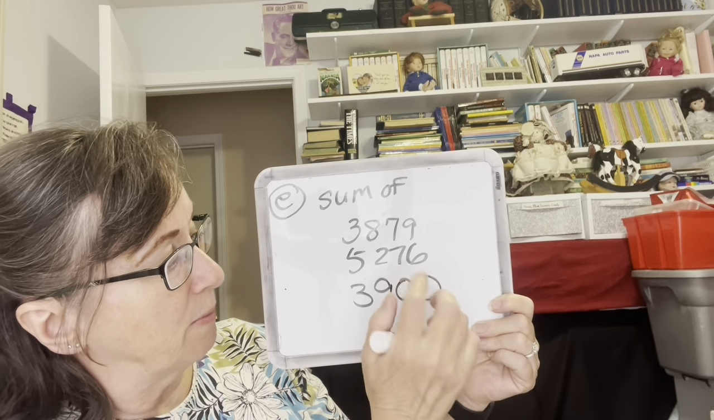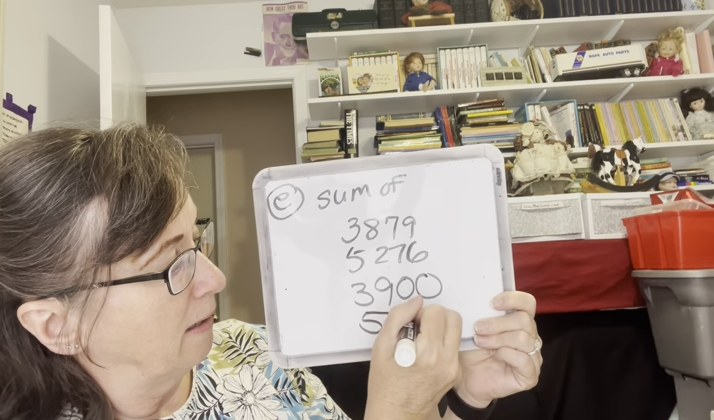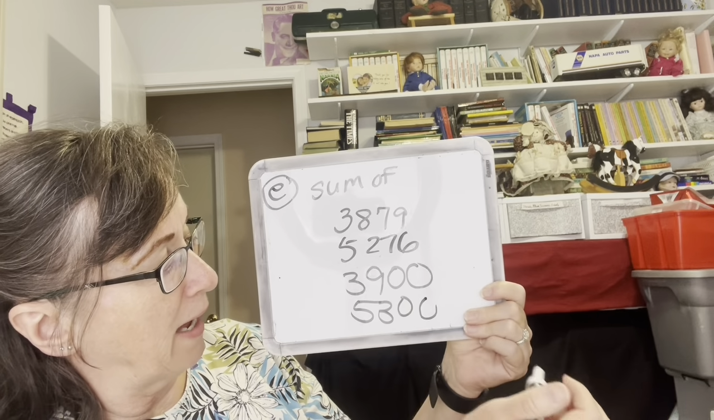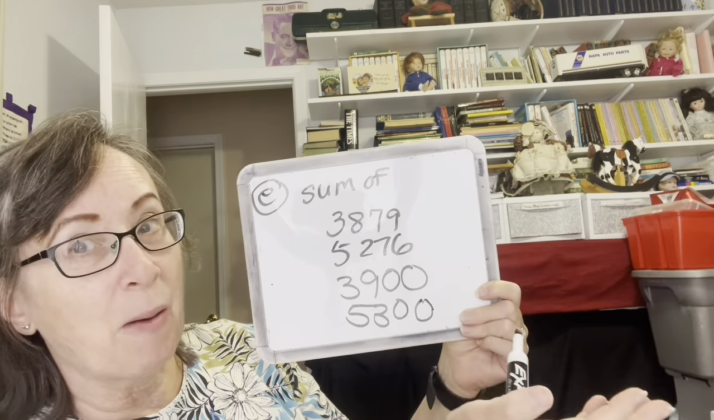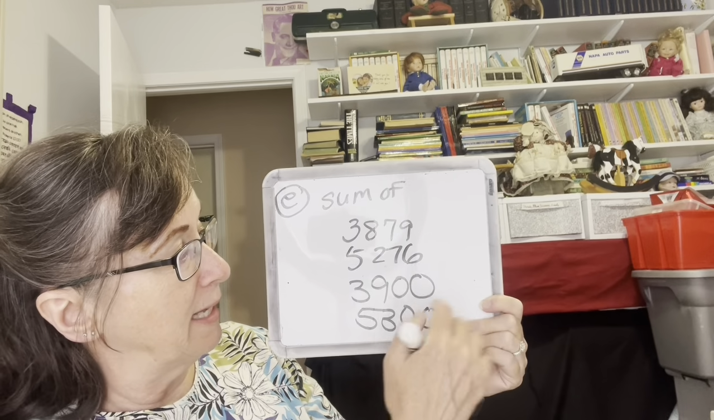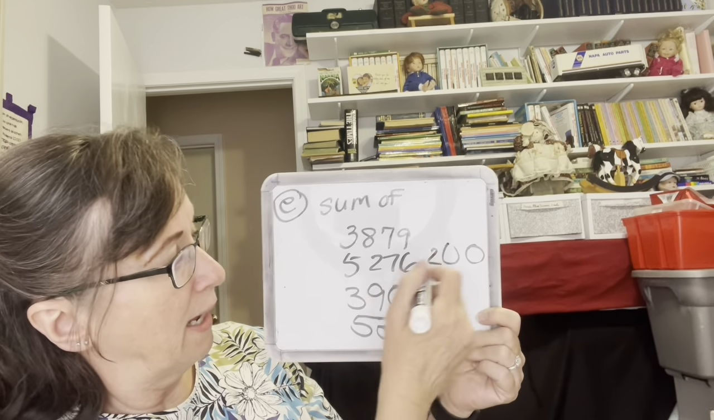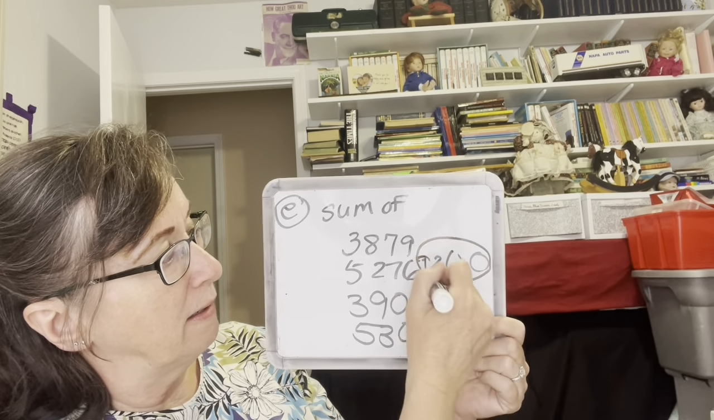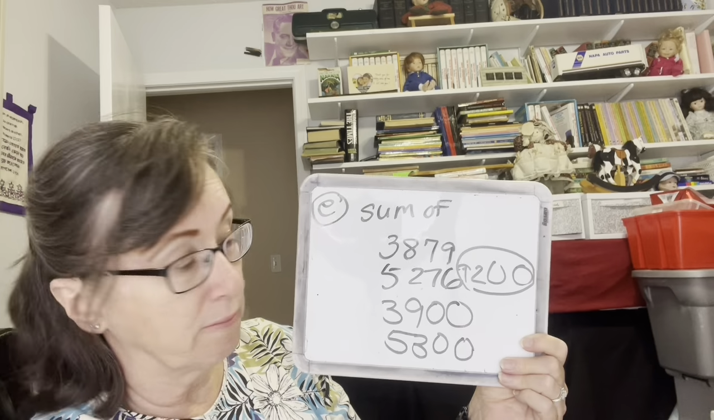Okay, and then this one's going to be 53 because that's bigger than 5. So if I do that, I'm going to get a better estimate than if I round to the thousands place. If I do this, then I'm going to get 12,899,200. Okay, it's an estimate.